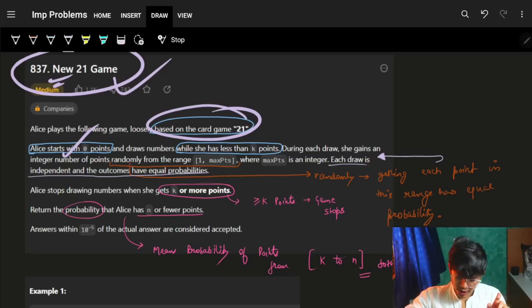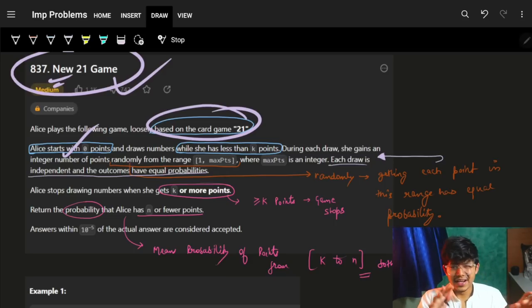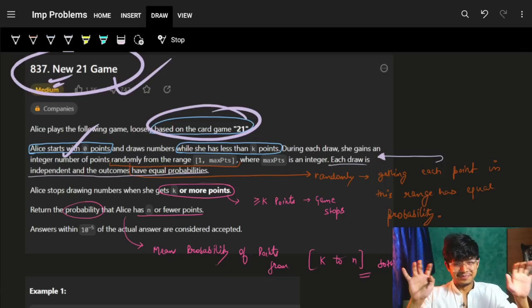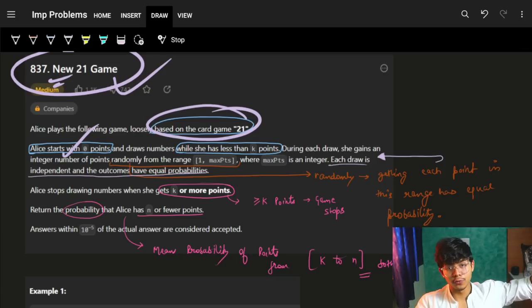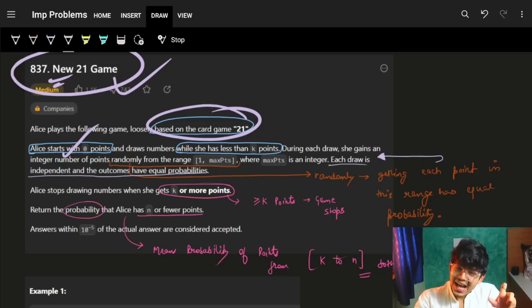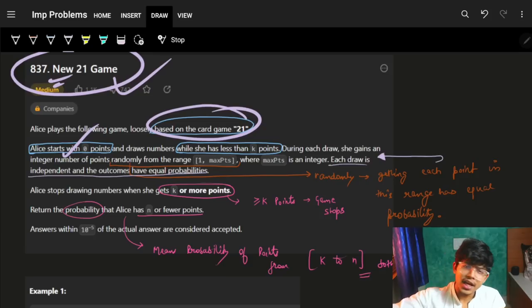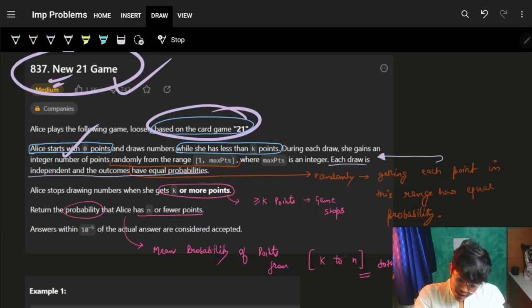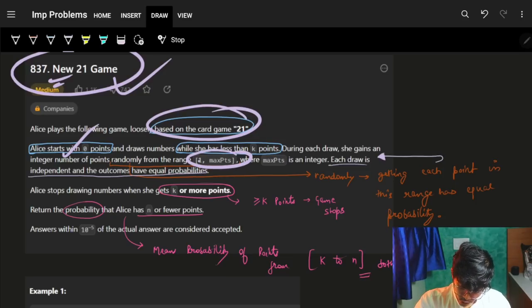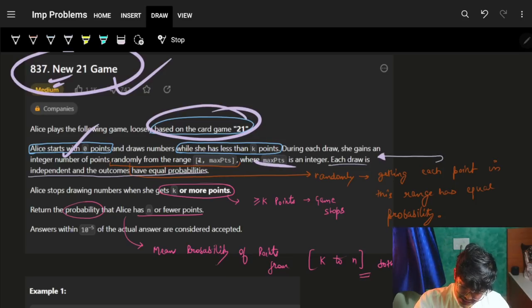When I say he or she, please note that Alice can be he and she also. Here it is she, but I've seen on Codeforces a few times it's he. So Alice, while she has less than K points, will keep on drawing, and she can draw from 1 to maxPts points, where maxPts is an integer.